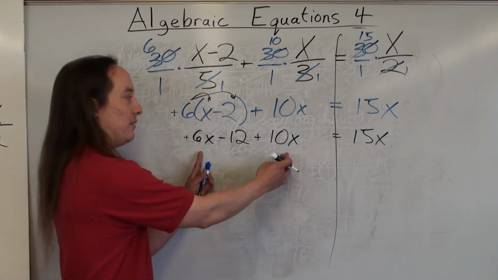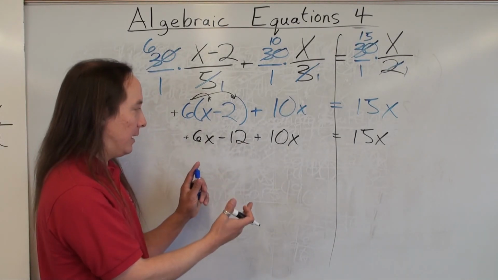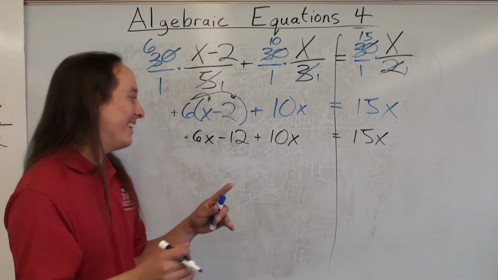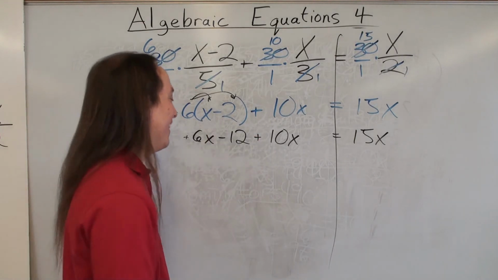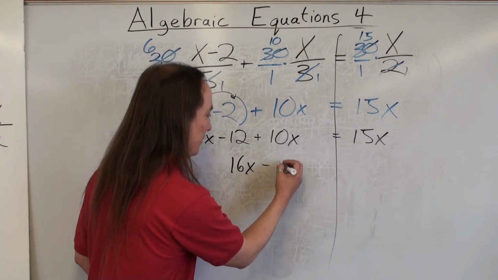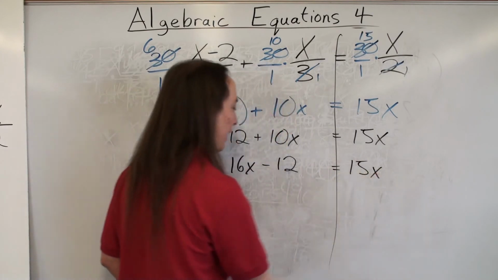So I can group these two together on this side to simplify the left side of the equation. And so let's see here, 6 plus 15, sorry, I can do this. 6 plus 10 is 16, gosh. So we get 16x, bring down my 12. Minus 12 is equal to 15x.